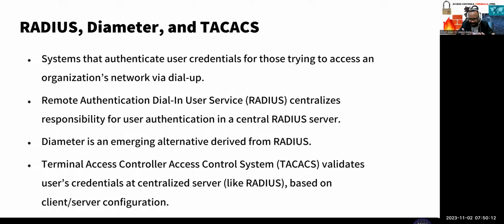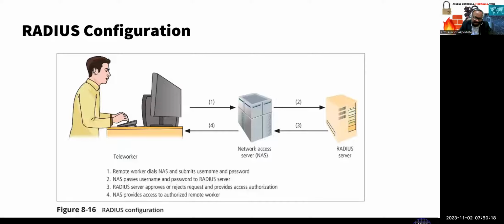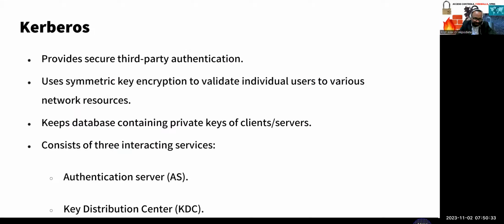RADIUS originally started with the dial-up service, but it has extended a little more than that. So this is how you can configure RADIUS here. You see the person sitting behind the desk, the user, teleworking. They use the network access server to dial up, and then the RADIUS server is used to decide whether to grant you access or not.